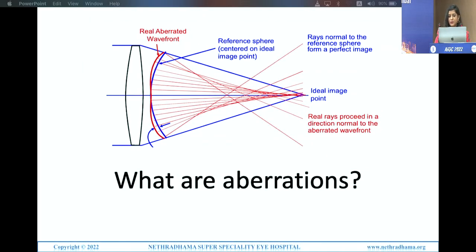So here what are aberrations? Now you see the blue lines. These blue lines are an ideal image point when in a perfect optical system, when light rays pass through that system and fall on a single point. Now you see the red lines. This is what happens in reality. The rays of light in the periphery converge more and the rays of light in the center converge less. So it forms multiple points, and these are actually what are aberrations or spherical aberrations.